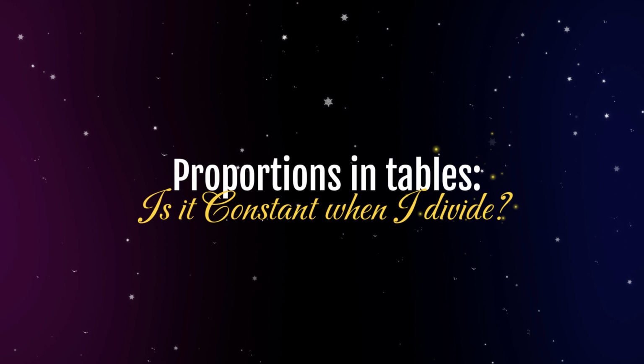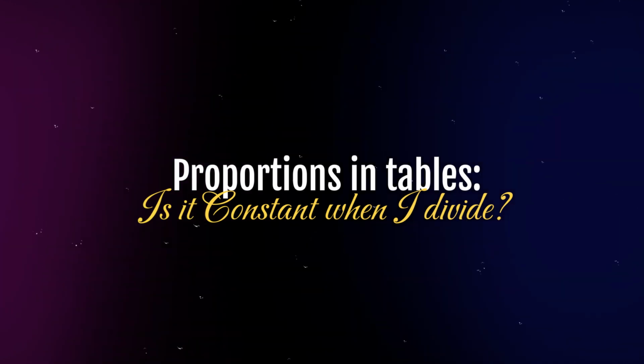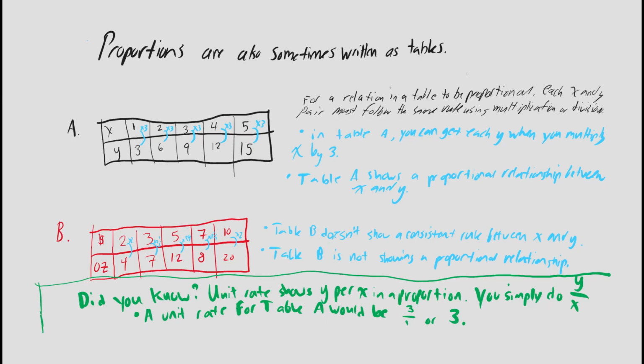Next up would be proportions in tables. Another way to represent proportions can be using tables. The question you ask is, is it constant when I divide? So let's take a look at these two tables. For table A, the top x's go 1, 2, 3, 4, 5. The bottom y's go 3, 6, 9, 12, and 15. The idea for a relation to be proportional is that if you divide the y by the x, it has to be the same rule. Likewise, if you multiply the x to get to the y, it has to be the same rule.